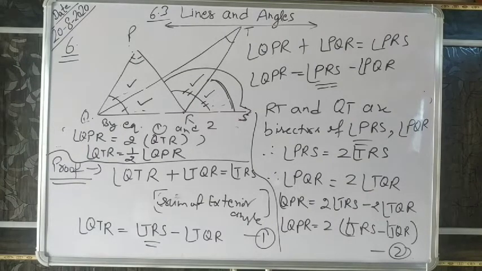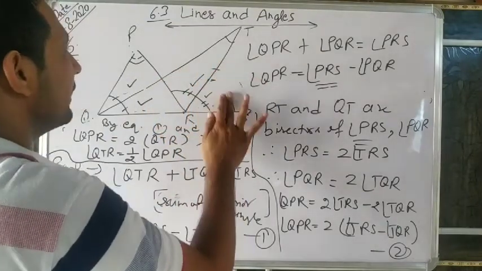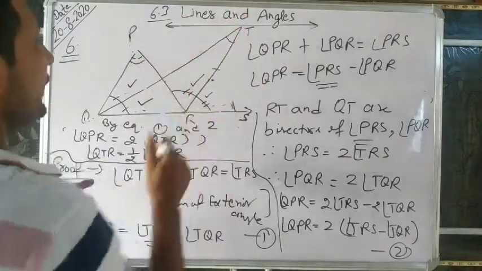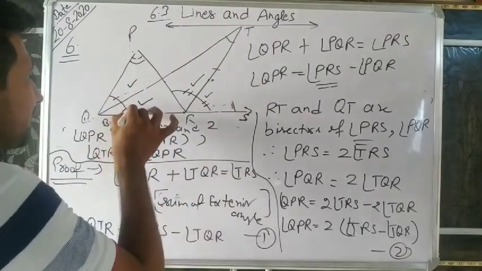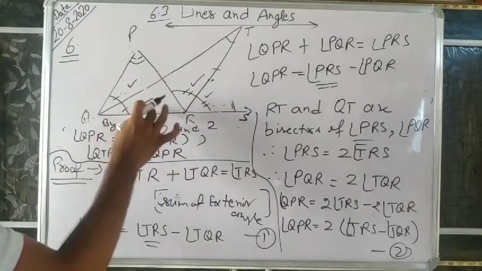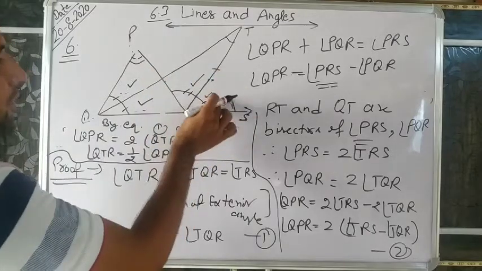Do you understand it? Very important question. Again I am explaining it. Look at it. It is given that QT and RT are bisectors. Bisector means this one is equal to this one, and this one is equal to this one. It means this total angle is 2 times this one, and this total is 2 times this one.